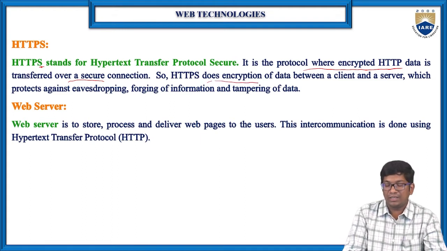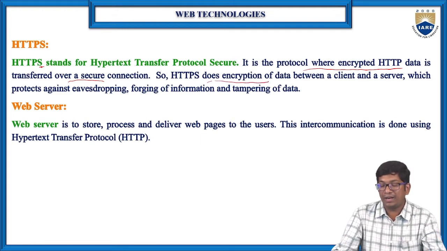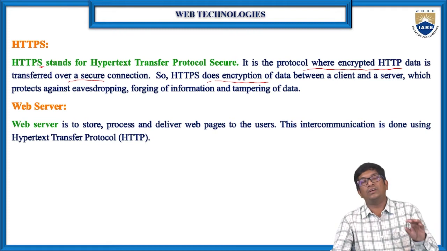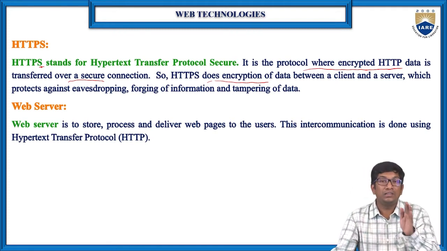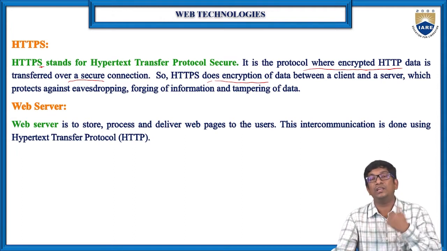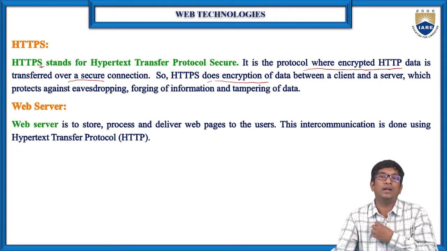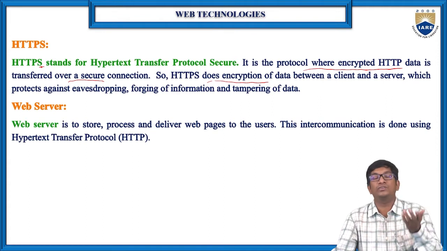So HTTPS encrypts data between a client and a server, which protects against eavesdropping, forging of information, and tampering of data. When you are transferring data using HTTPS between client and server, it will be transferred in encrypted form. A human cannot understand what transaction you are doing, or what data you are transferring or downloading. It will be in encrypted form.